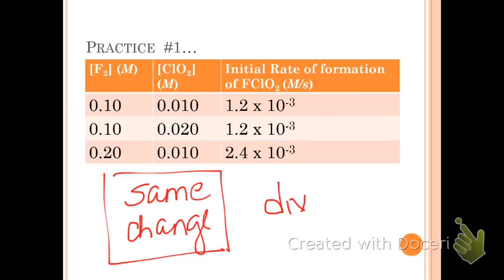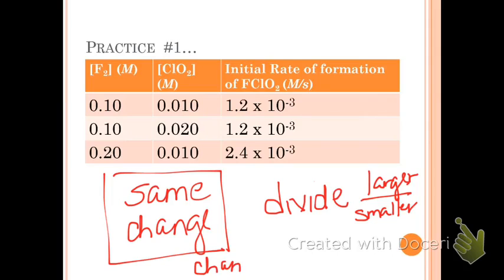So you're going to divide the larger number, or the faster rate, over the smaller number. And then whatever that change in concentration is, to whatever power, it's going to be equal to whatever number you got by dividing the larger rate over the smaller rate. So good luck. Pause the video at this time, do the problem, and then come back when you're ready. Press play.